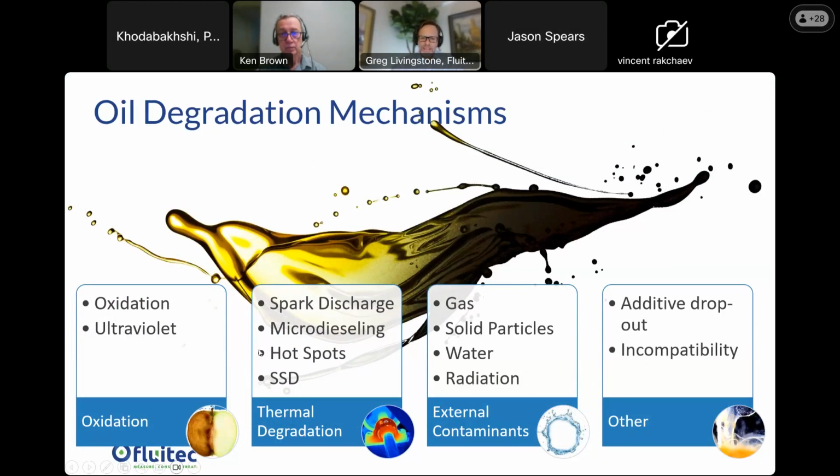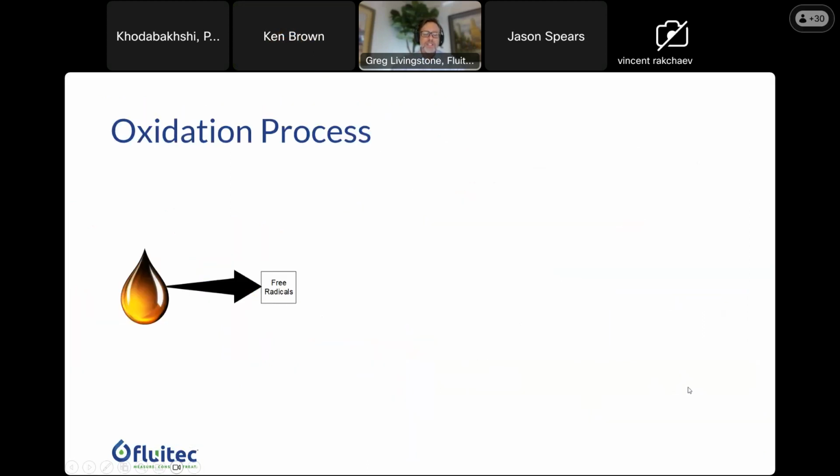In these applications, we see that one of the dominant forms of oil degradation is oxidation. We have high temperature events, such as spark discharge, microdieseling hotspots, or what we're going to talk about today, shear stress deposits. There are all sorts of interactions with external contaminants that can accelerate degradation. We also have a whole list of other potential forms of oil degradation, additive dropout and incompatibility being a couple of them. So, a high-level review of the oxidation process.